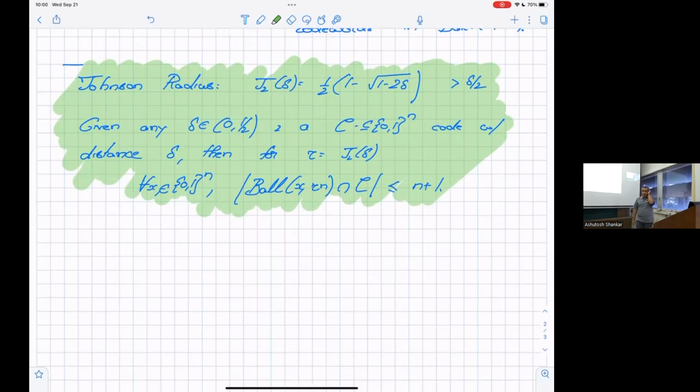But just like the Plotkin bound had a combinatorial proof, the Johnson radius also has a combinatorial proof. It's a nice proof. I'll see if I can push it in later. But the Johnson radius is something we'll come to again and again. Probabilistic coding will be an essential part of our course in the latter half. We'll come back to the Johnson radius. Possibly we'll do the combinatorial proof of the Johnson radius later on in the course.